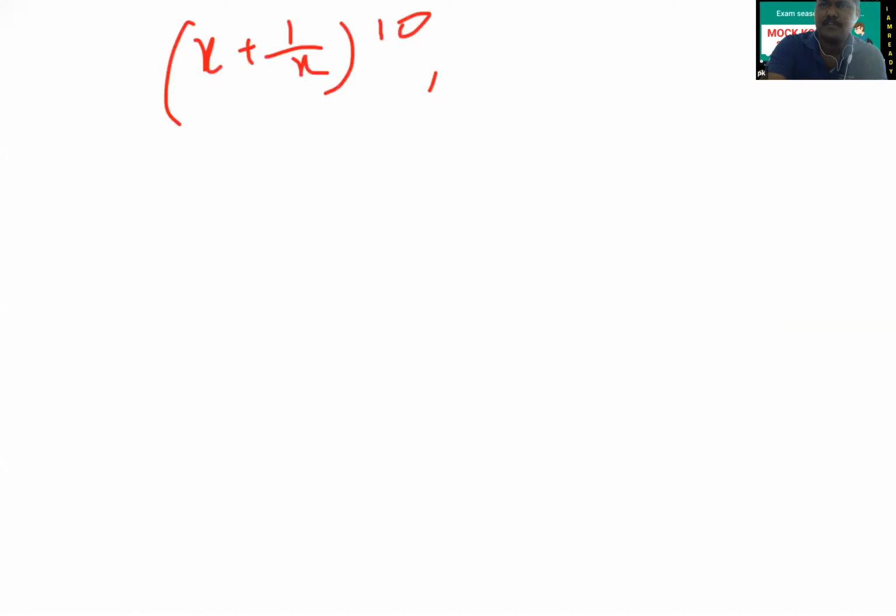Now you see, dear students, how to solve this. (x plus 1/x) whole power 10 is given. Find the middle term. See, dear students, (x plus 1/x) whole power 10, so n is 10. Is it even or odd? Even.